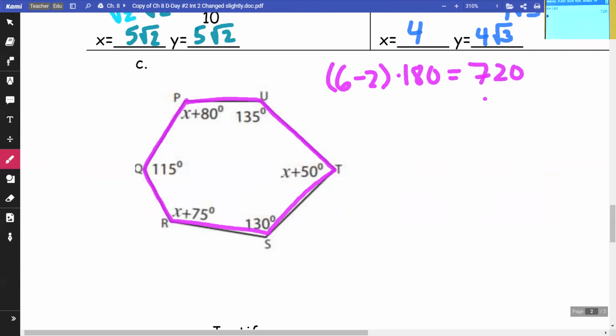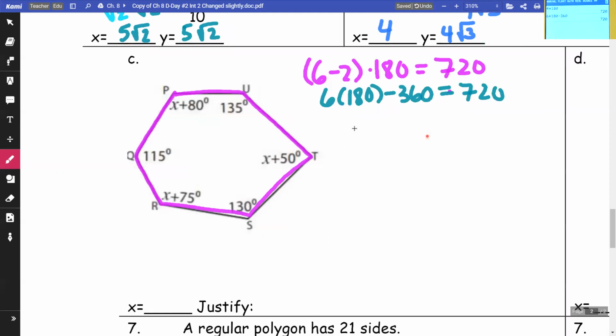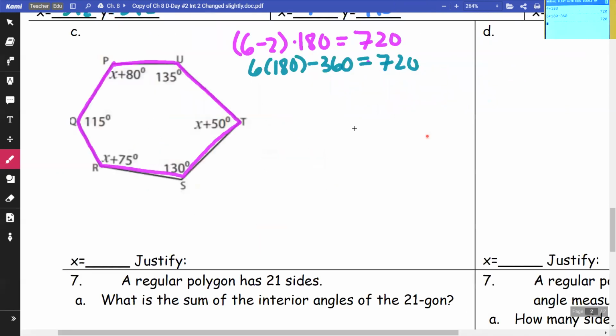That's one formula where you take your number of sides minus 2. You always have 2 less, times 180. Or another formula is we have 6 sides, so times 180, and then I'm going to minus 360. That's another formula. So if I go 6 times 180 minus 360, you see I still get 720 in both cases. So now what I'm going to do is add up all of these and set it equal to 720.